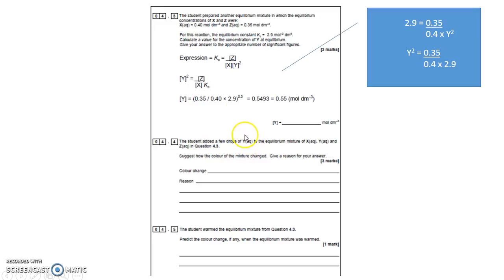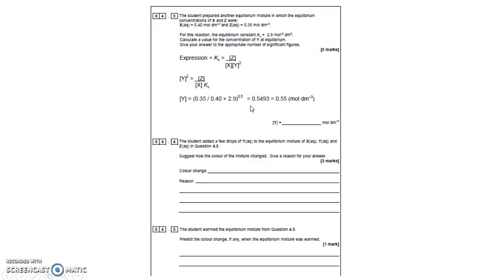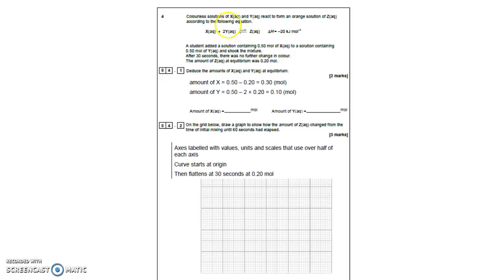The student added more Y. Well, if you add more Y to this, by Le Chatelier's principle, Y is going to get used up. So Le Chatelier's principle says whatever you do to this equation, it will oppose or go against that change. So if you add more Y, it will be moved across into Z, it will be used up, and it will make more Z.